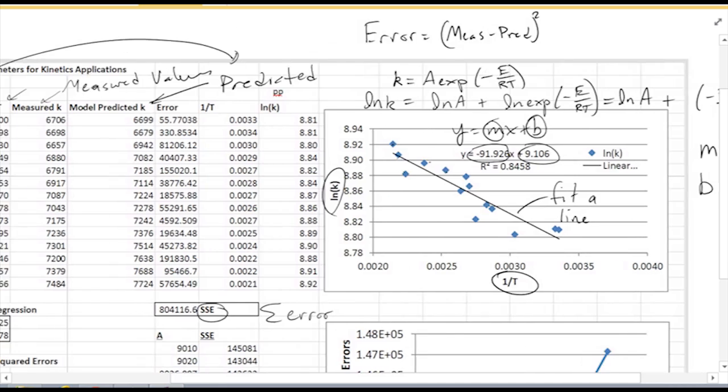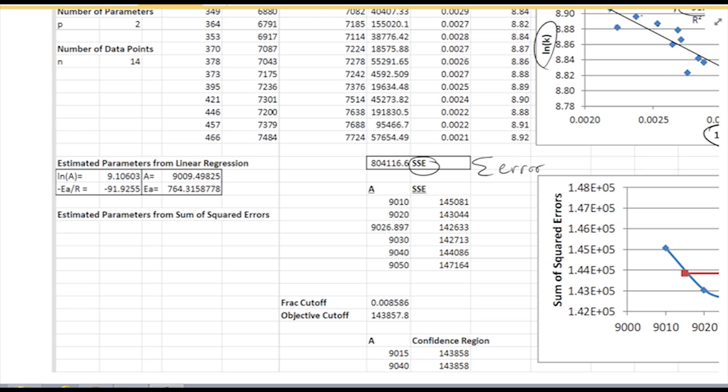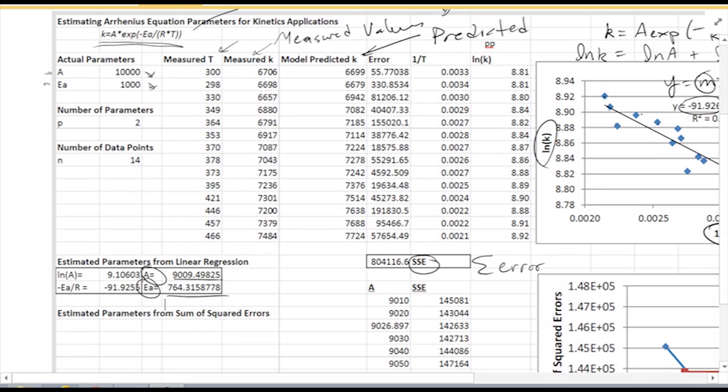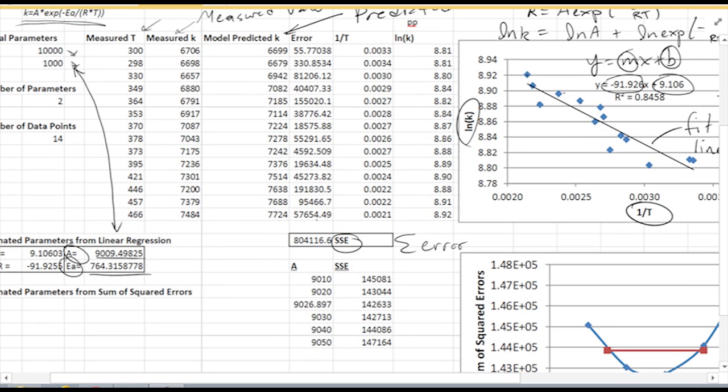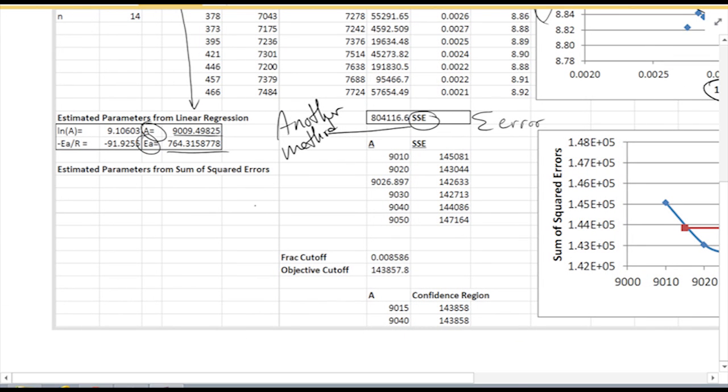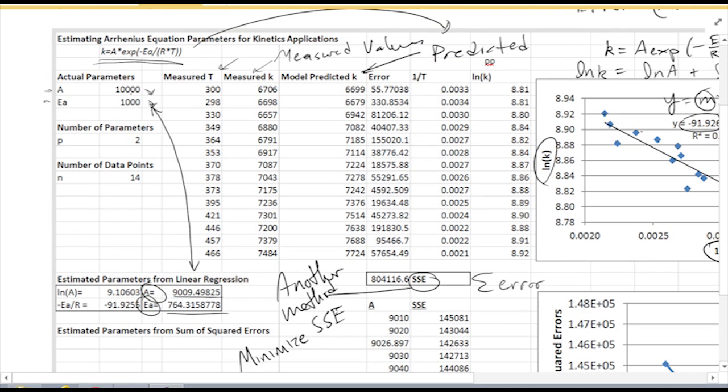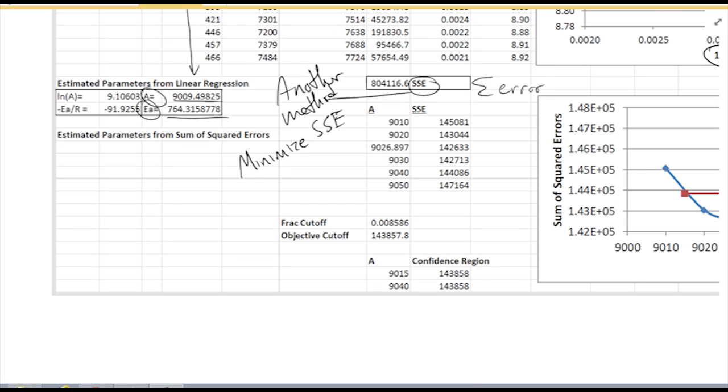Okay, so then I can compute the value of A and EA just from this linear regression, and you can see my calculated parameters are fairly close to my actual parameters. Another way to do this is through a sum of squared errors, an optimization approach, where I try to minimize the sum of squared errors by adjusting the parameter values. Okay, this is a more general approach that works well for almost any modeling system that you want to address.